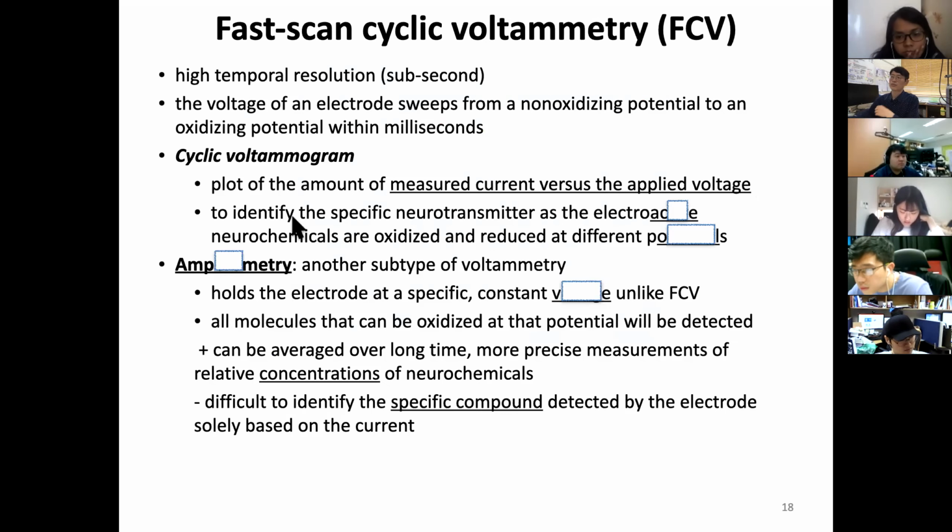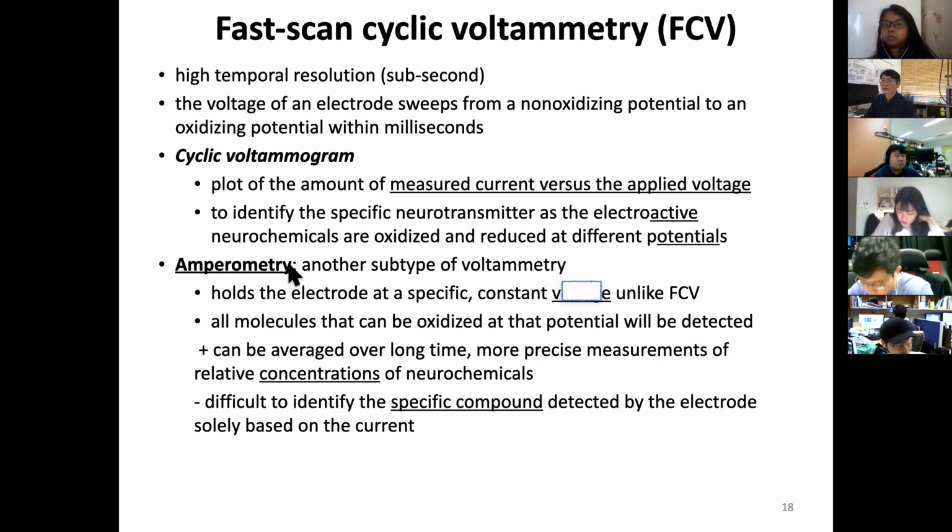And we want to identify specific neurotransmitters, as the electroactive neurochemicals are oxidized and reduced at different potentials. So by this shape, you can identify this specific neurotransmitter, neurochemical. And one subtype of photometry is called a, current unit is ampere. So this is amperometry.